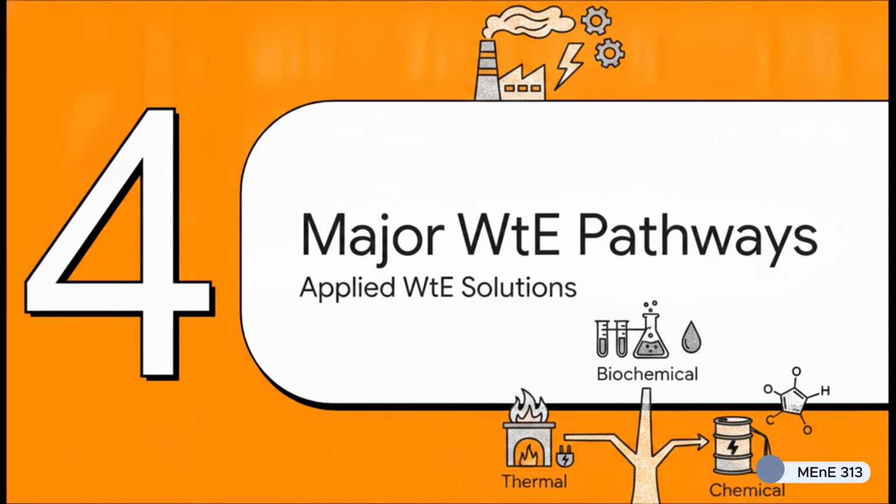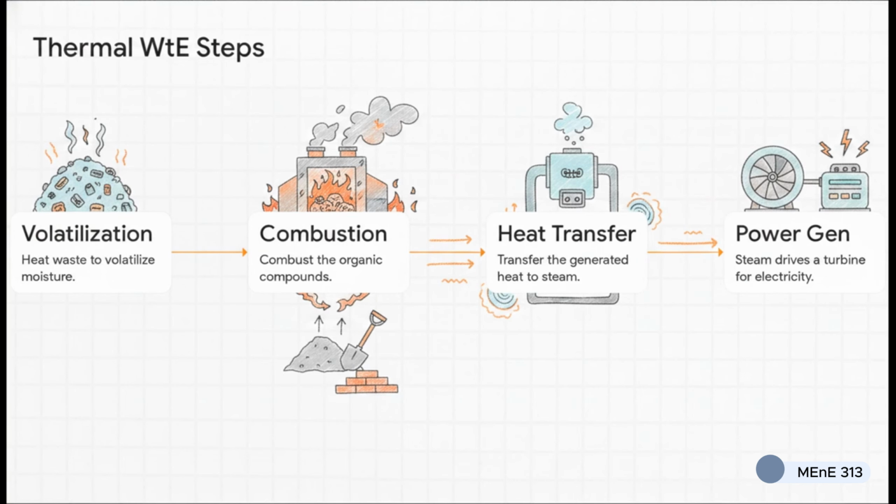major WTE conversion pathways. Let's look at thermal WTE, which is the most globally dominant method for residual municipal solid waste. The sequence makes perfect logical sense. First, we heat the waste to volatilize the moisture. Second, we combust those organic compounds. Third, we transfer that immense heat to steam. And finally, that steam drives a turbine to generate electricity. This entire sequence can actually shrink the physical volume of the waste by up to 90%, leaving behind ash that can often be beneficially repurposed for construction.